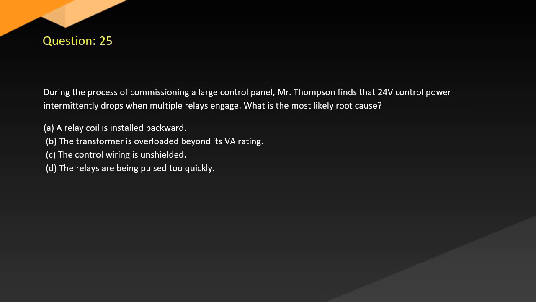Question 25. During the process of commissioning a large control panel, Mr. Thompson finds that 24-volt control power intermittently drops when multiple relays engage. What is the most likely root cause? A. A relay coil is installed backward. B. The transformer is overloaded beyond its VA rating. C. The control wiring is unshielded. D. The relays are being pulsed too quickly.